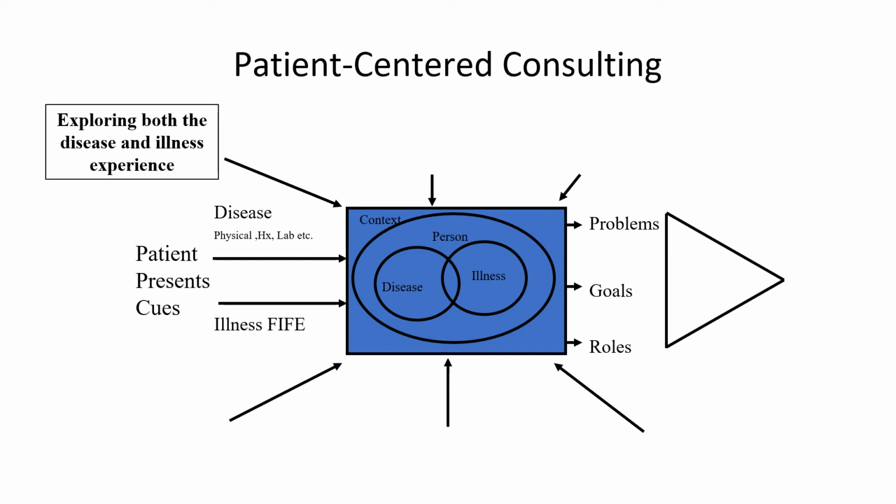So the illness is this thing called FIFE, F-I-F-E. And FIFE says when we see a patient with a particular complaint, we look at their function, we look at their ideas, we look at their feelings or concerns, and we look at their expectations. The order is not too important. It's feelings, ideas, functions, expectations. There is no specific order, but it's important to address these aspects when we see a patient with any complaint.